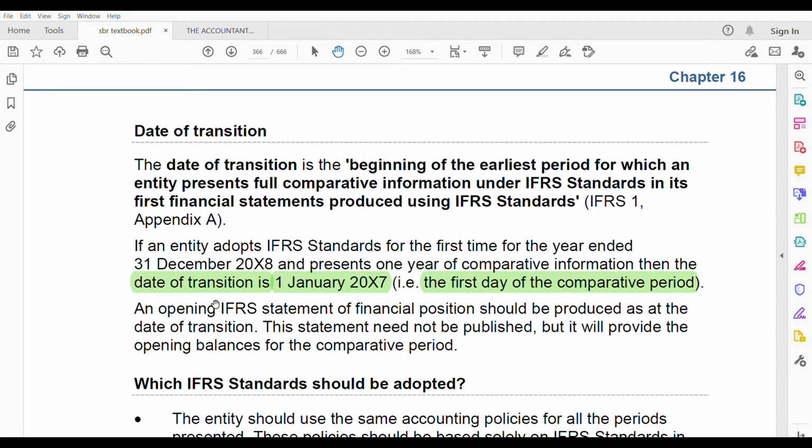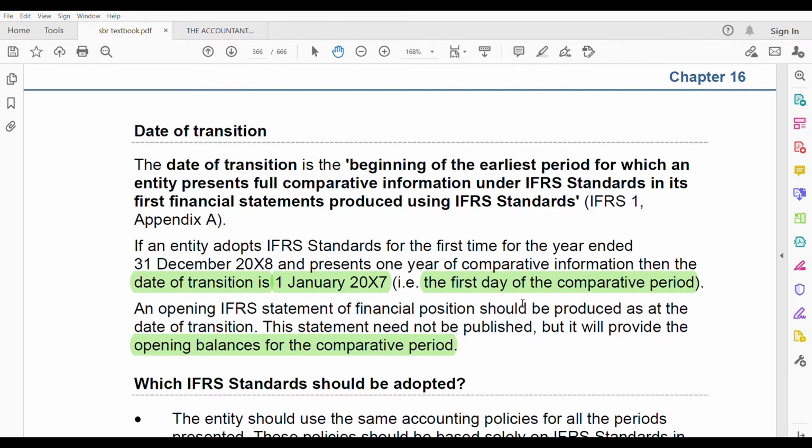An opening IFRS statement of financial position should be produced as at the date of transition. Okay. The statement need not be published, but it will provide the opening balances for the comparative period. Yes, you might not publish it, but you need it, because you need the opening balances for the comparative period. You understand?